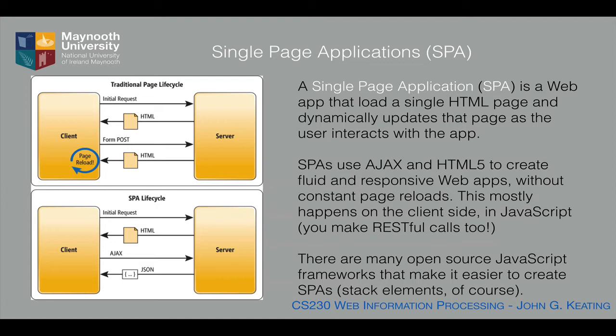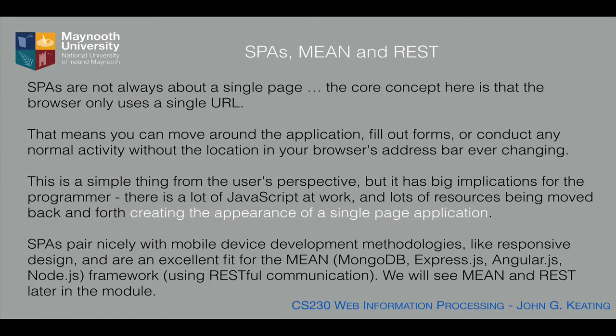It's in JavaScript, and you can make RESTful calls using post and get and all that kind of stuff that we saw earlier with Ajax also. There are lots of frameworks that make it easier to create these, and it's a nice way to do it. I'd certainly recommend using this approach. We see SPAs sometimes in discussions with MEAN and REST, and MEAN and REST are just ways to structure an app and to communicate between the various parts of it. But they're not always about being a single page.